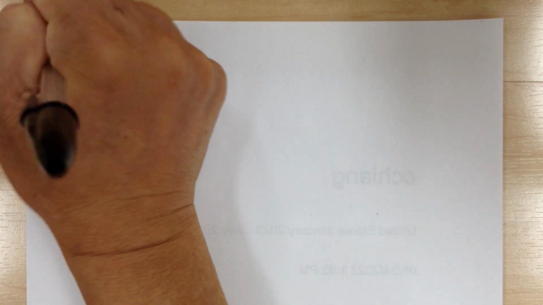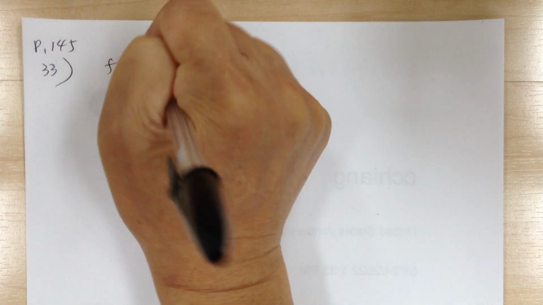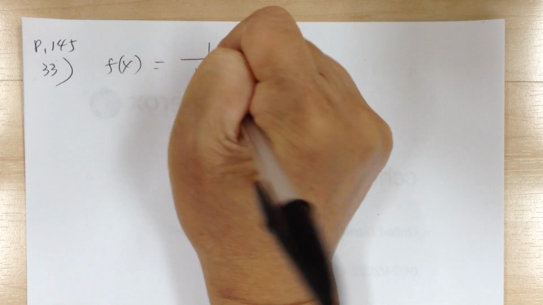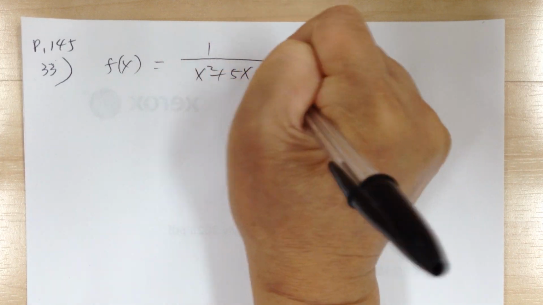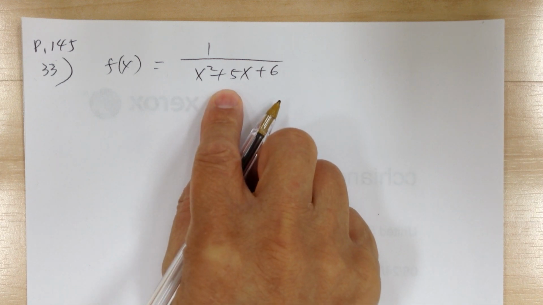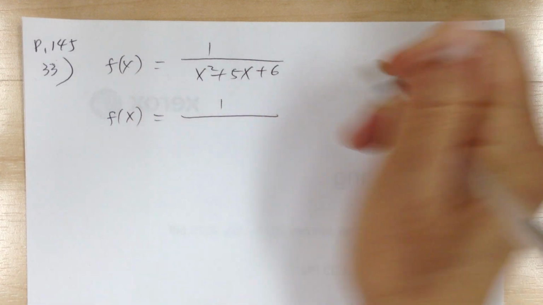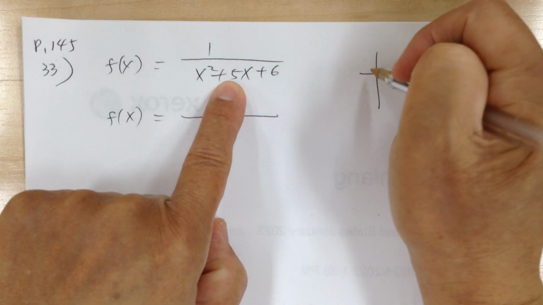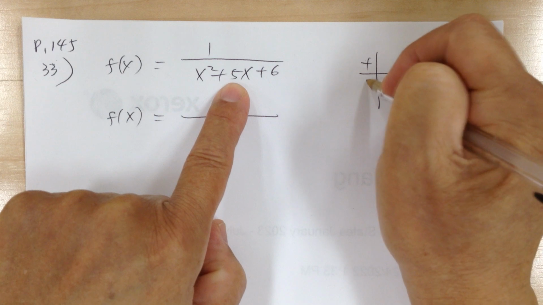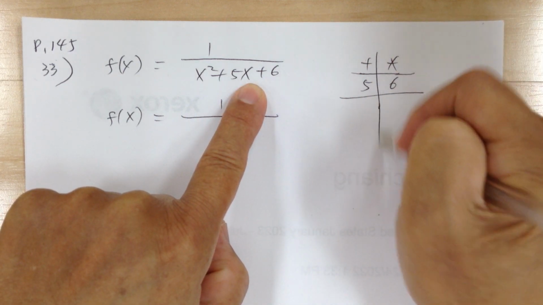Okay, now let's go to the next one. First we need to factor this in order to find out what the excluded value or the restricted value would be. So this one, again, you go to the side: you have to add to get the 5, and you have to multiply to get the 6. So this is from your factoring.